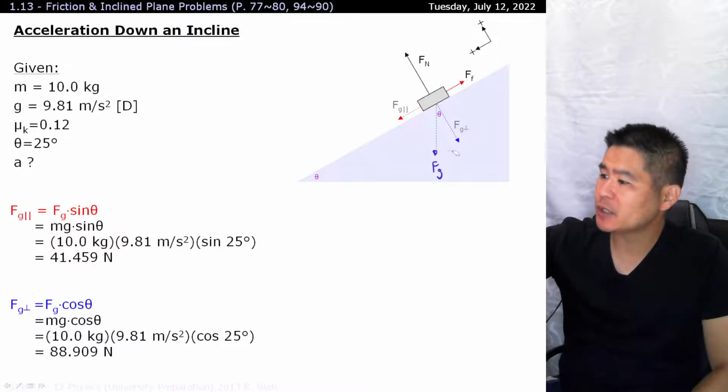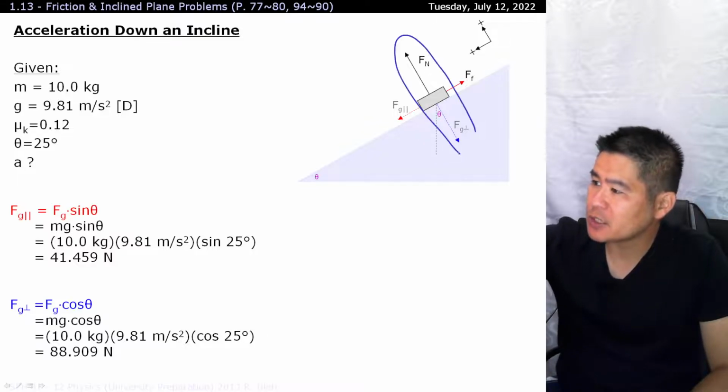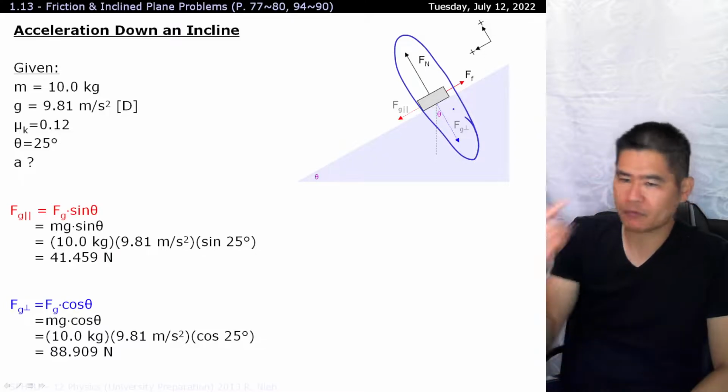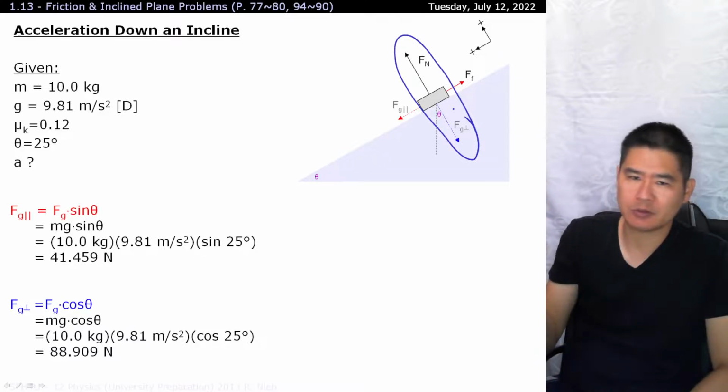Now when we look at this diagram over here, even though I've butchered it up, you'll see that in the perpendicular dimension, there's only the normal force and the force of gravity perpendicular. And again, the normal force will always match dollar for dollar any upward or downward forces or perpendicular forces, so it'll net to a value of 0.